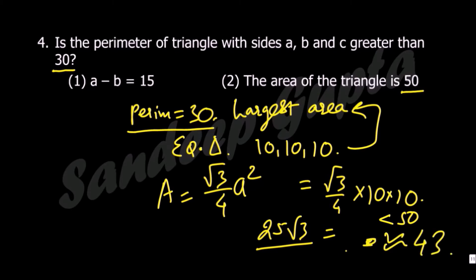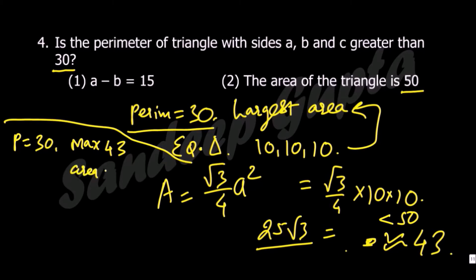So now what do we have here? With perimeter equal to 30, maximum area is 43. So if I want area to be 50, then definitely it cannot happen with a perimeter of 30. That means I will have to increase the perimeter. So for an area of 50, perimeter will have to become greater than 30. So with a perimeter of 30, the maximum area we can create is 43.